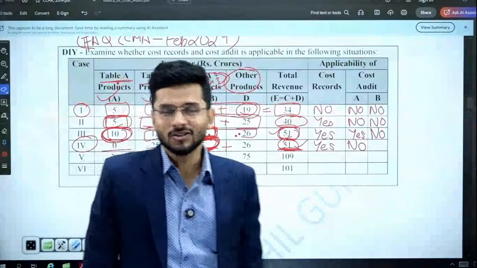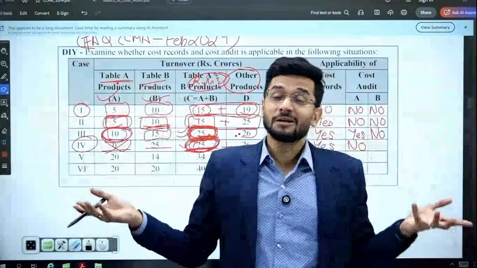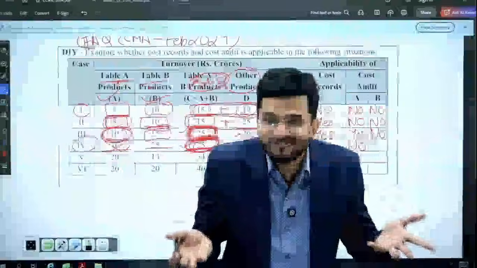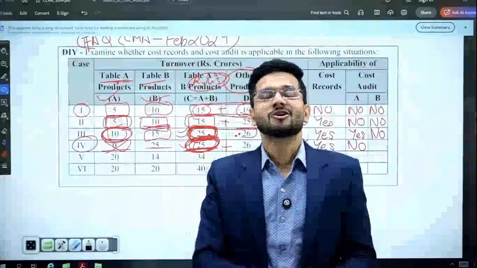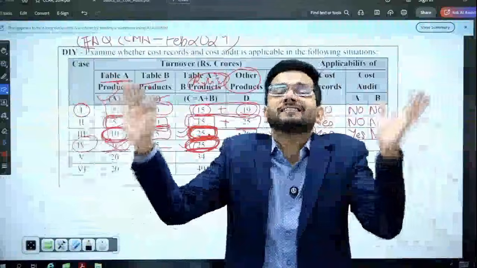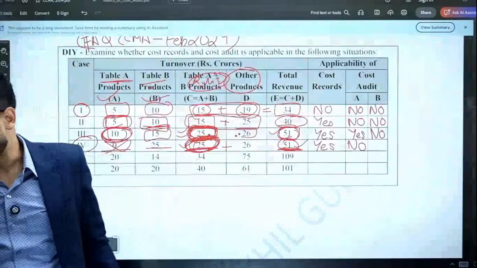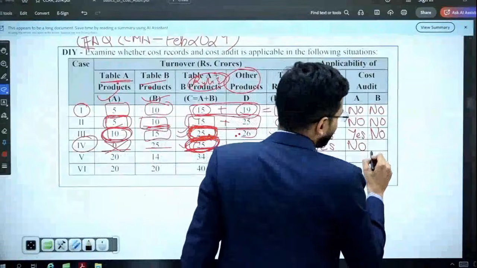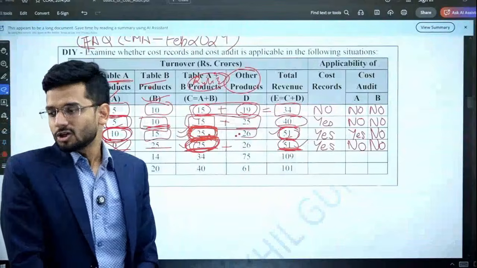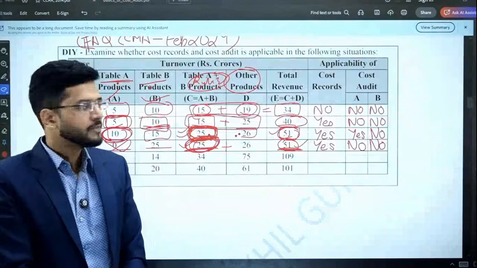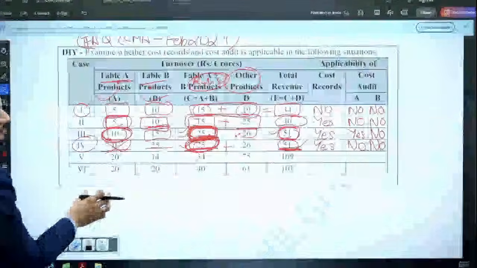No guys, it cannot be yes because we are not producing table A products at all. When we are not producing table A products at all, what will you do cost audit for? It's a 0. So we will not do cost audit for table A because table A product is not prepared. That's the catch in this particular question. And of course for B also it's a no because 100 crores turnover is not crossed, so it's a no for product B also.